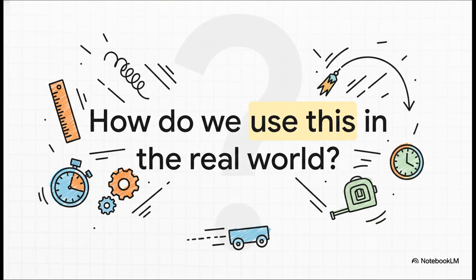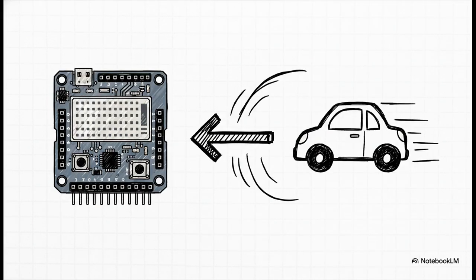Which brings us to the big question. That's all great, but how can we actually use this stuff? How do we take that neat little formula for velocity and turn it into something we can actually measure ourselves? Well, we are going to do exactly that. We're going to build our own speed trap, a device that can measure the velocity of a toy car. And the brain of this whole operation is going to be this awesome little programmable computer called a microbit.